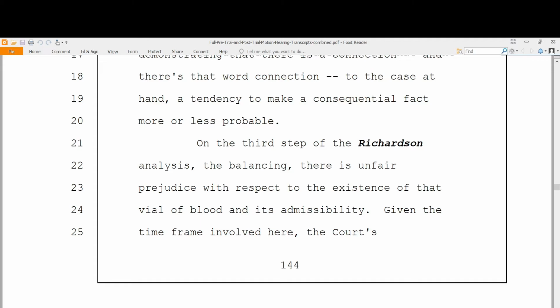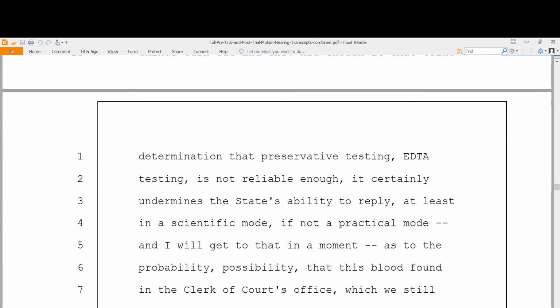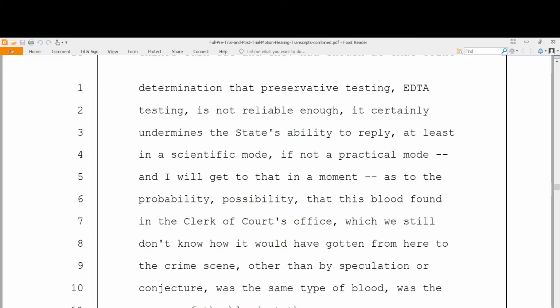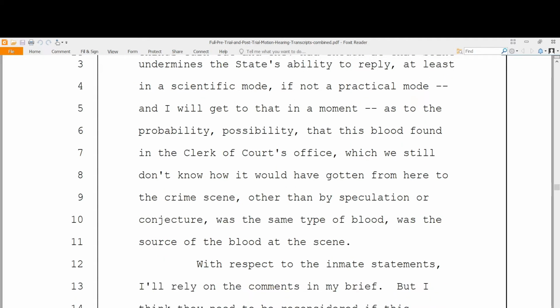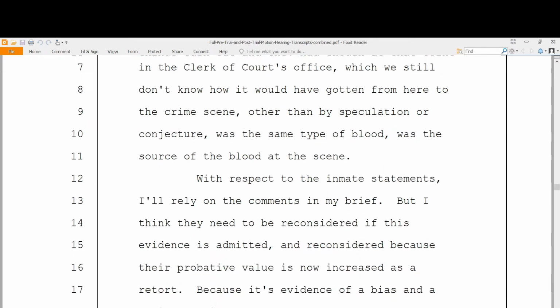On the third step of the Richardson analysis, the balancing, there is an unfair prejudice with respect to the existence of that vial of blood and its admissibility. Given the time frame involved here, the court's determination that preservative testing, EDTA testing, is not reliable enough certainly undermines the state's ability to reply, at least in a scientific mode, if not a practical mode, and I will get to that in a moment, as to the possibility that this blood found in the Clerk of Court's office, which we still don't know how it would have gotten from here to the crime scene, other than by speculation or conjecture, was the same type of blood, was the source of blood at the scene.